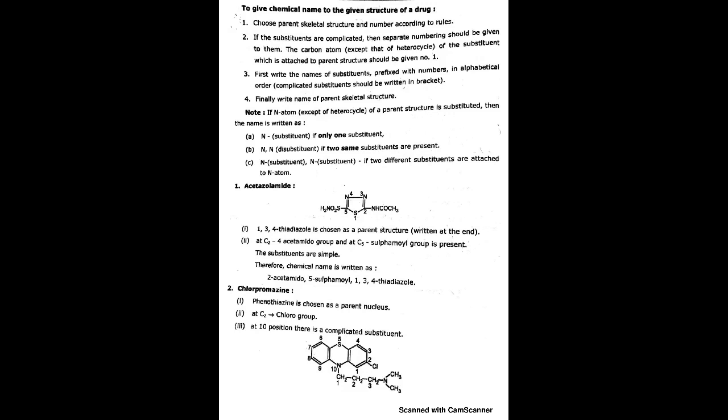Now for numbering it, you have to number the complicated substituent first. Therefore, the carbon atom attached to the nitrogen of phenothiazine is numbered as 1. The chemical name of the substituent that is attached is 3-dimethylaminopropyl, which is written in the bracket.